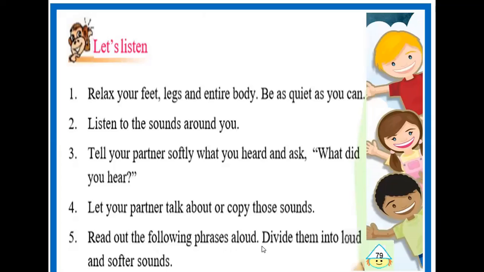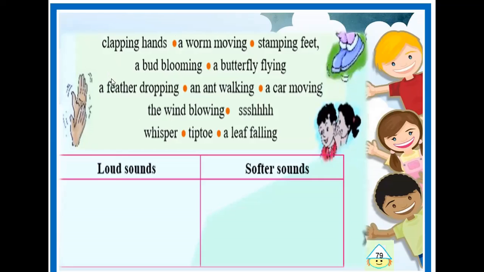Read out the following phrases aloud. Divide them into loud and softer sounds. So children, here are some phrases that talk about some actions. Some of these actions may make loud sounds, whereas some may make softer sounds. You will have to find out the sounds that are loud and put them in the first box. And the phrases that refer to softer sounds must go to the second box. Listen to me carefully as I read out these phrases to you, children.